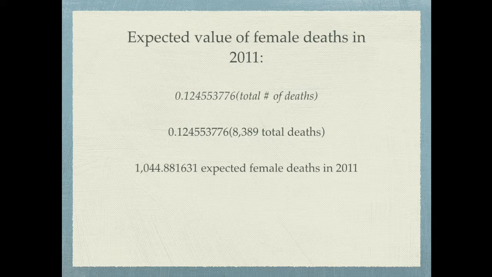The expected value probability that you should get is 0.124553776. Remember to include an abundant amount of decimal places. After multiplying that number by the total number of deaths, our expected value for female deaths in 2011 should be 1,044.881631. I recommend pausing the video now and doing the rest on your own, following the same pattern we've been doing.